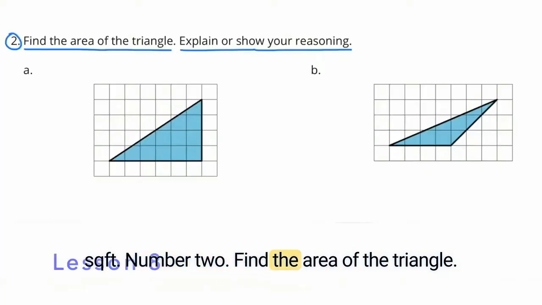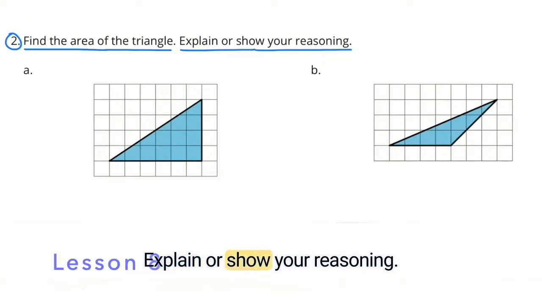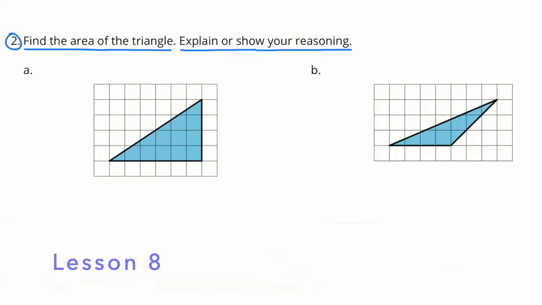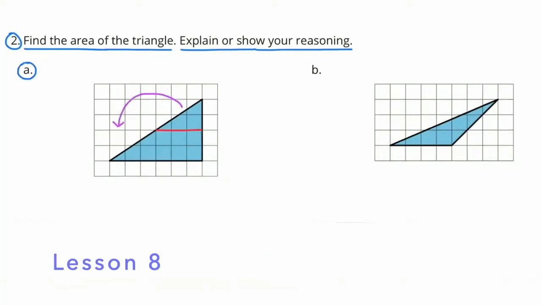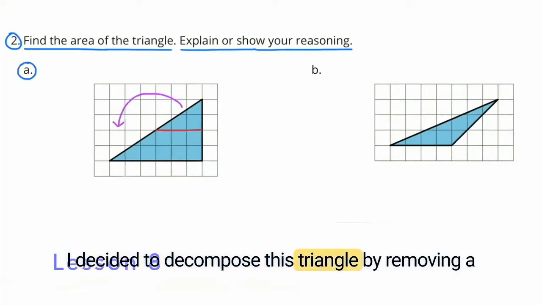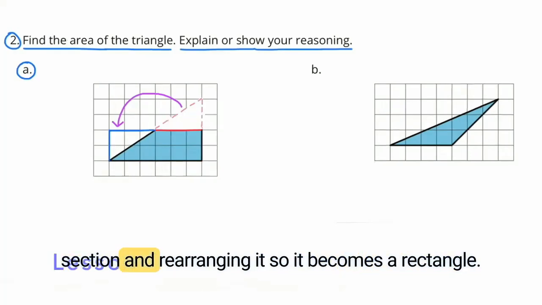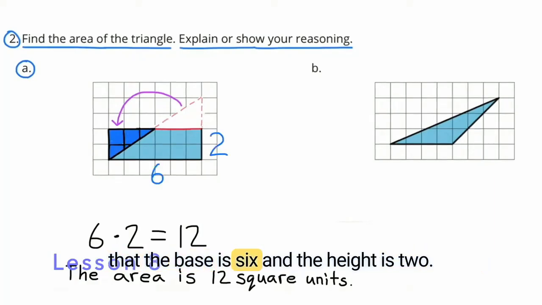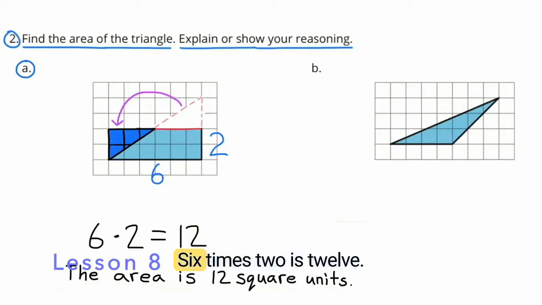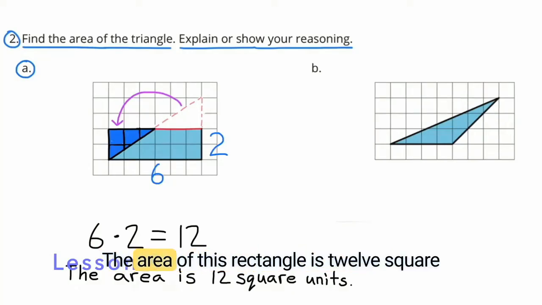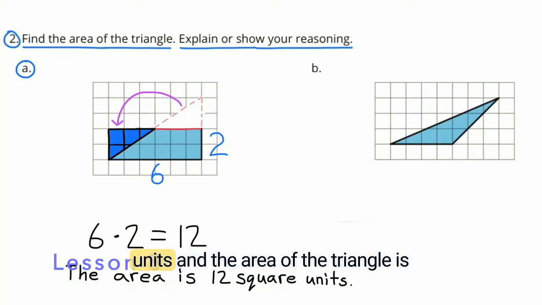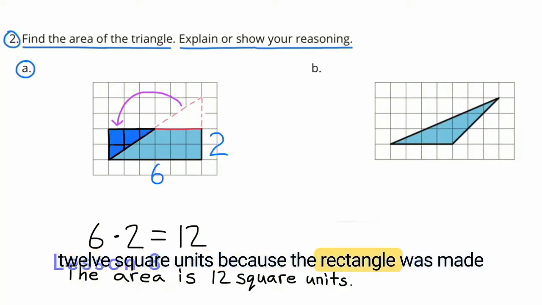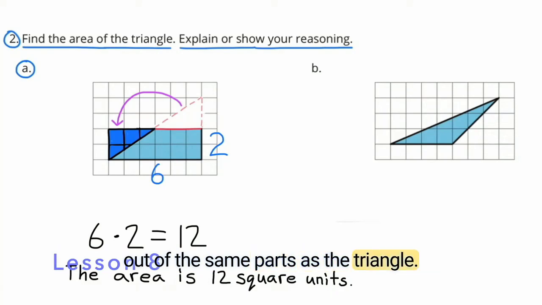Number 2. Find the area of the triangle. Explain or show your reasoning. A. I decided to decompose this triangle by removing a section and rearranging it so it becomes a rectangle. Now that I have a rectangle, I can easily see that the base is 6 and the height is 2. 6 times 2 is 12. The area of this rectangle is 12 square units, and the area of the triangle is 12 square units, because the rectangle was made out of the same parts as the triangle.